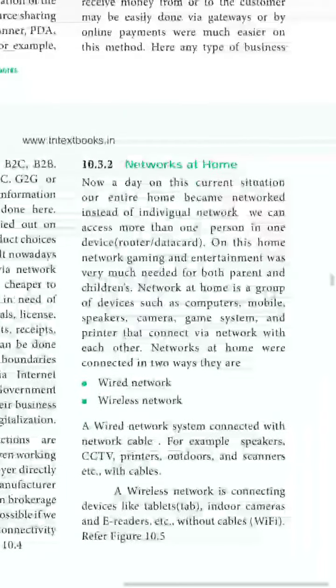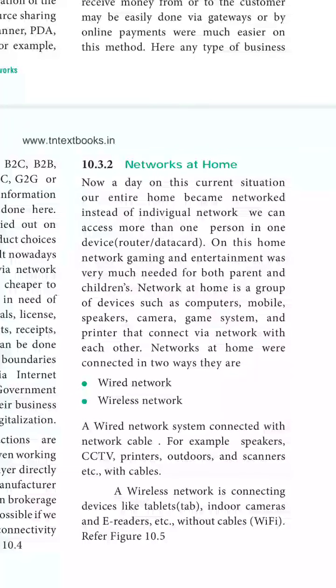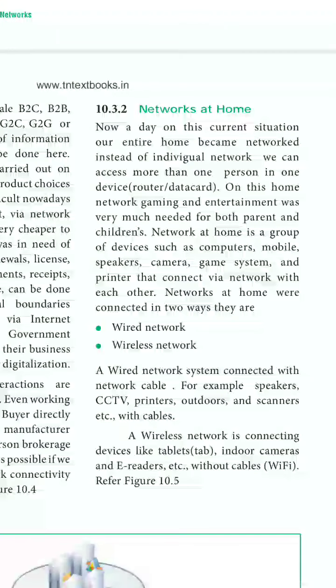Next is network at home. Nowadays you can see that network is also available in the home, in our houses. On this home network, games and entertainment are much needed for both parents and children. Network at home is a group of devices such as computers, mobile speakers, cameras, game systems, and printers that are connected by network.